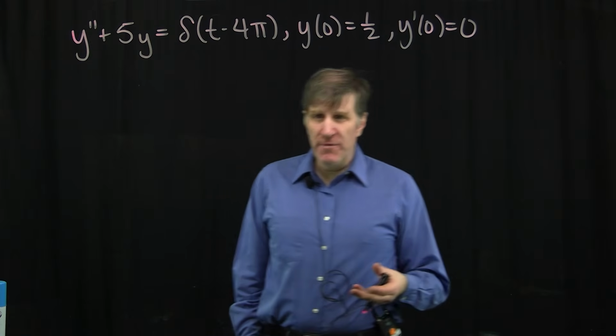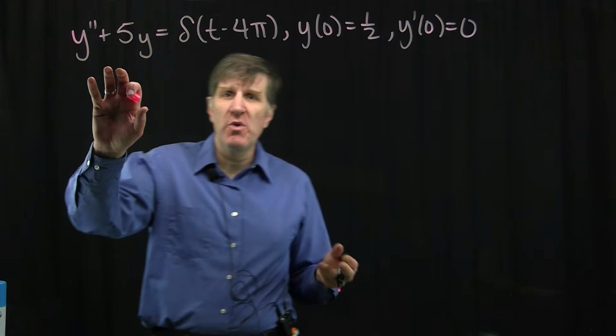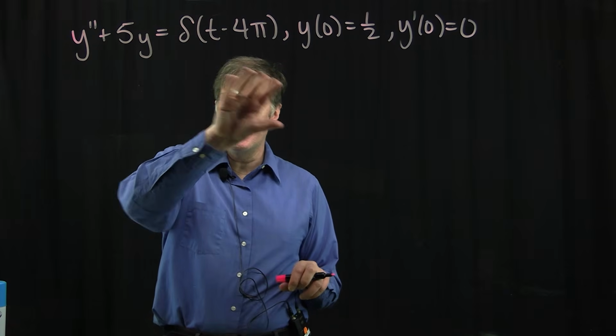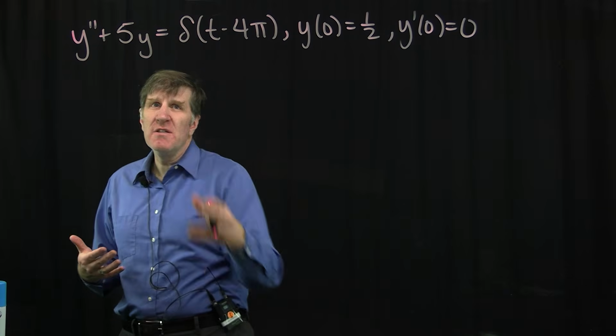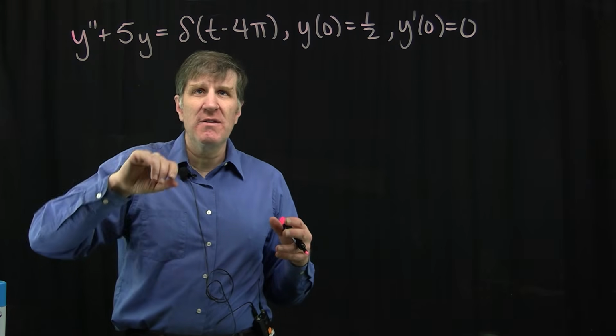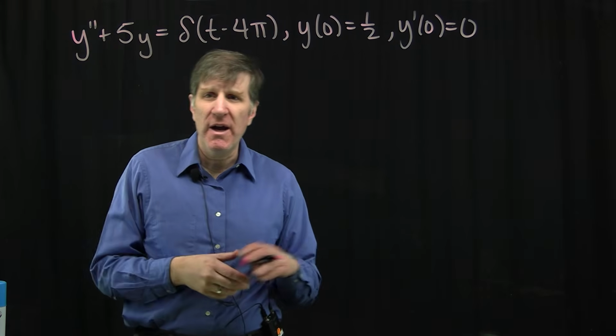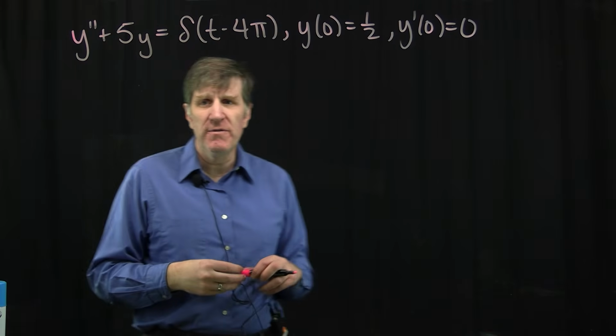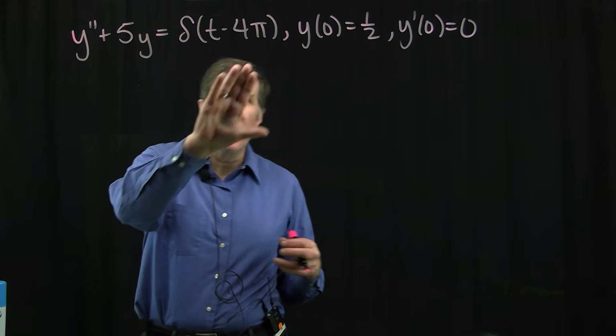An ODE with a delta function in it, right? We have our differential equation, initial conditions, and the right-hand side is a forcing term, which is just a delta function. What this means is that we have our spring mass system, and at time 4 pi, we're hitting it. We're just giving it an instantaneous jolt of energy or force at time 4 pi.